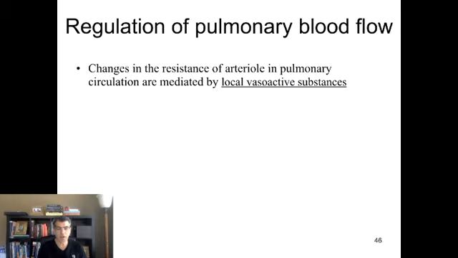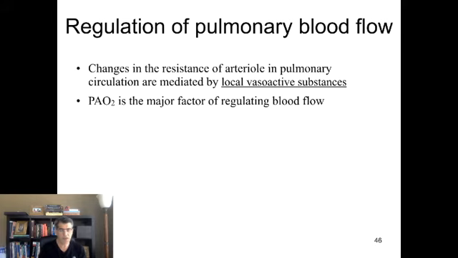Let's talk about how we're going to regulate pulmonary blood flow. The pulmonary blood flow can be regulated by constriction or opening of the arteriole, like any other places in the body. But what causes the arteriole to close off or open up? The main player to change the size of arteriole in the pulmonary blood flow would be oxygen. PaO2 is a major factor.